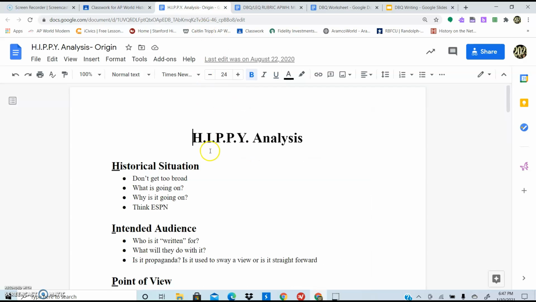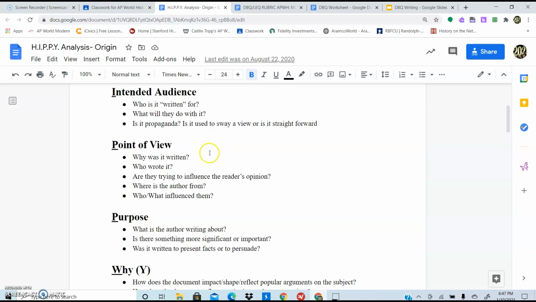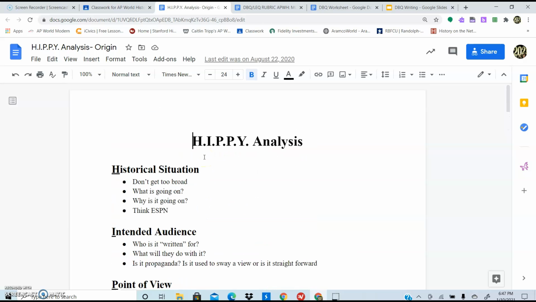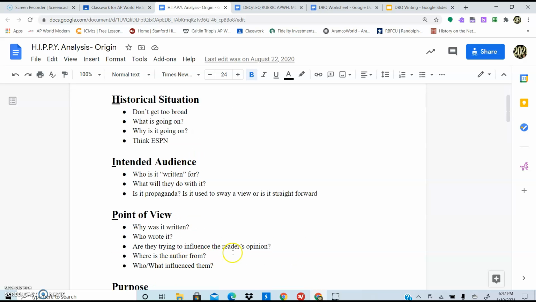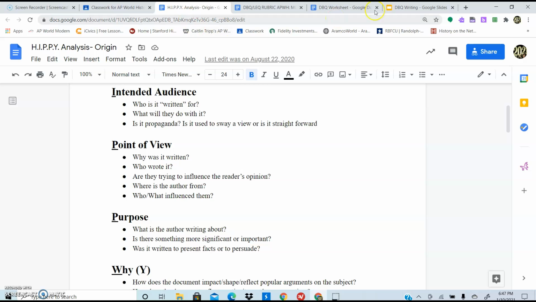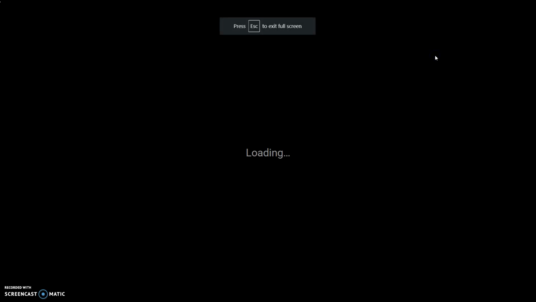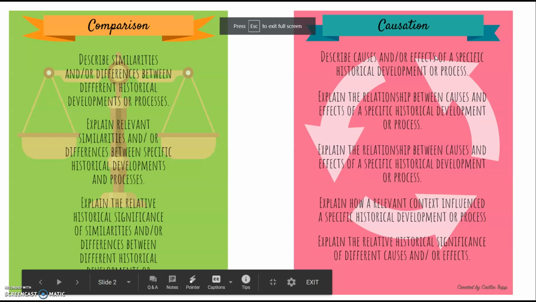And lastly, the HIPP analysis. So that when you get ready to do your analysis, you know the portions that you have to analyze: historical situation, intended audience, point of view, and the purpose. All right, so let's back up here to the presentation and let me quickly go through the DBQ writing.